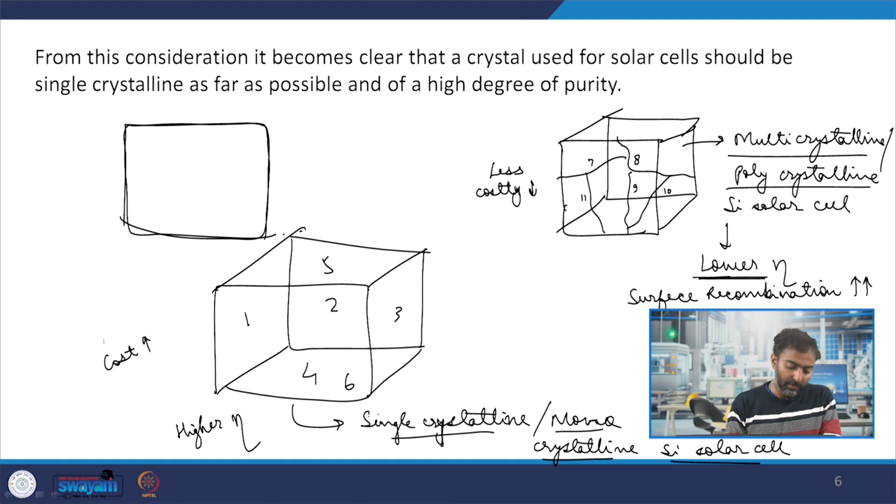So this is less costly, this is more costly. The monocrystalline has a higher cost but also gives a higher efficiency. The multicrystalline has lesser cost but also gives a lesser efficiency. And the trade-off we need to work out.